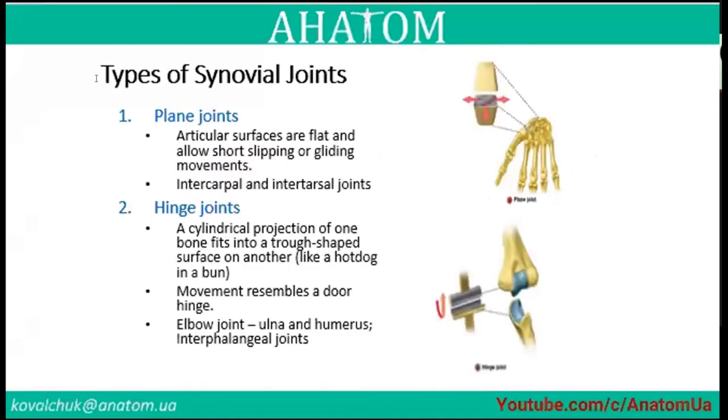Synovial joints, types of the synovial joints: plane joints, hinge joints. Plane joints have flat articular surfaces, low, short, with slipping and gliding movement, as in the intercarpal and intertarsal joints. Hinge joints: a cylindrical projection of one bone fits into a trough-shaped surface in another, like a hot dog in a bun.